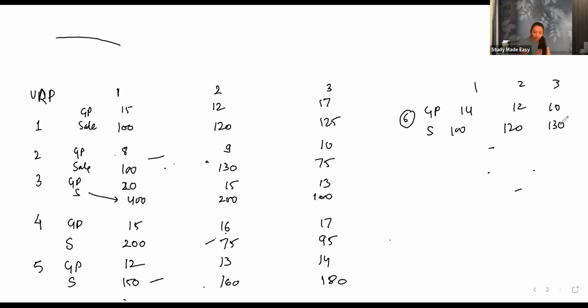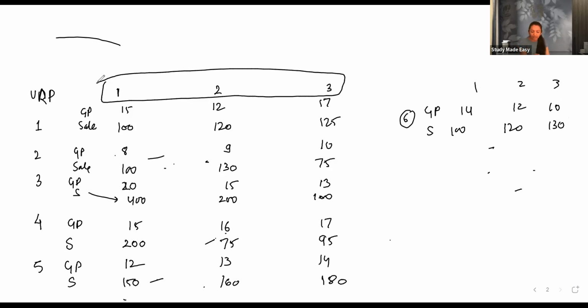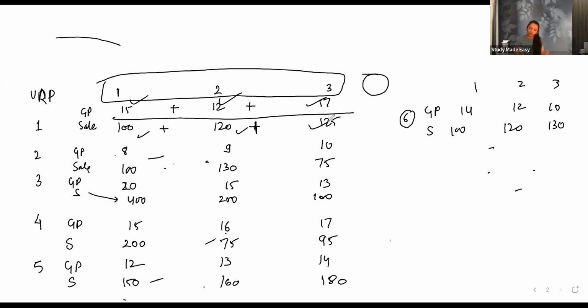First of all, how would you proceed? My first thing should be, I have to convert this 3 years ka data into single. How would I do? First of all, add all this and take average. Can you do this? 12 plus 15 plus 12 plus 17 divide by 100 plus 120 plus 125. What is the percentage coming? Can anyone tell me?